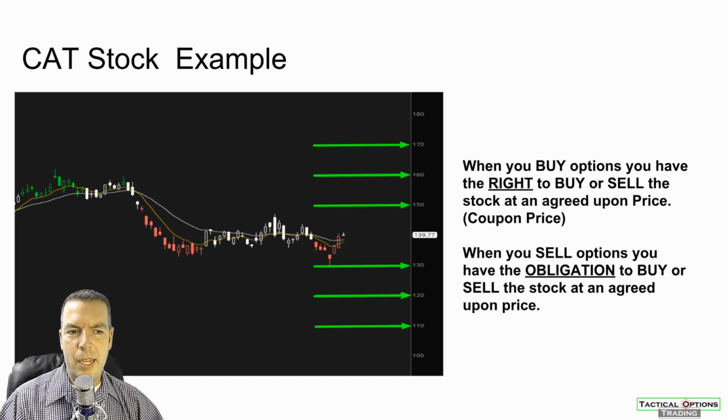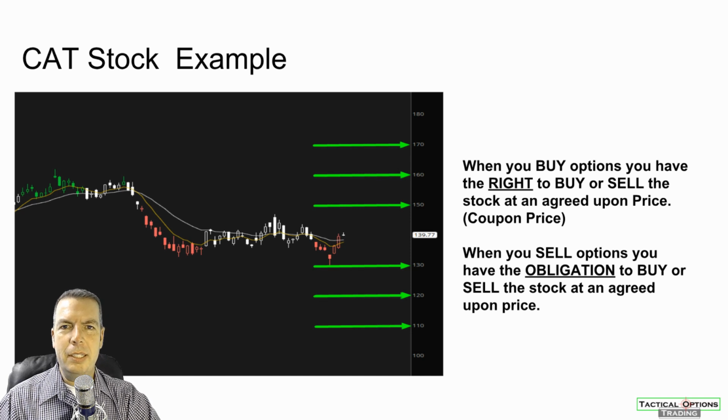So when you buy options, that gives you the right to buy or sell that stock at an agreed upon price. Just back to our coupon example, that coupon was $2.99. So we had the right to go in there and buy that lunch combo for $2.99. When you buy an option, it gives you that right to purchase that underlying stock at that agreed upon price that you have set in the contract.